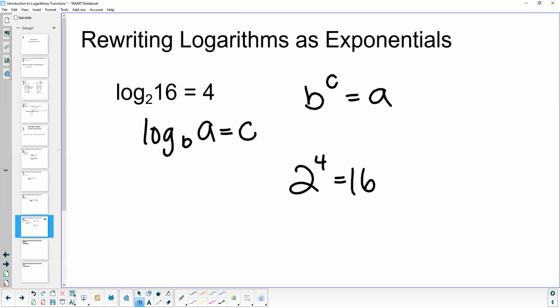Now, some people like to think of it as a cinnamon roll, where we take our base to our outside is the exponent, and then it equals that. We're kind of rolling in that direction there. But I really like to think of, what is our log saying? It's saying, how many times do I need to divide 16 by 2 to get to 1? The answer is 4. So that means 2 to the power of 4 equals 16.